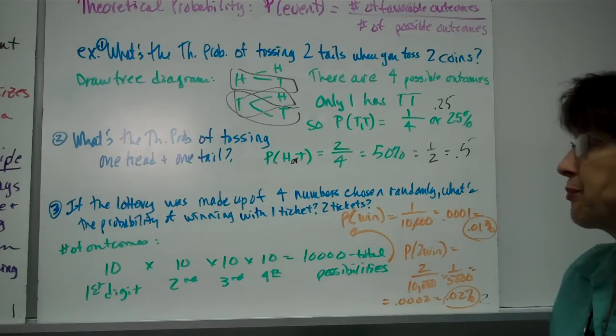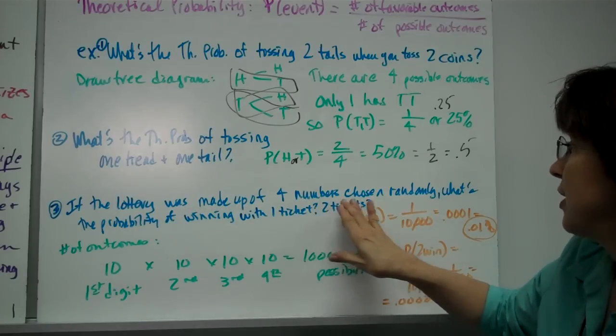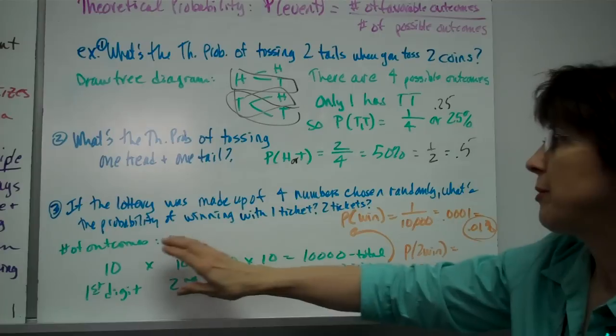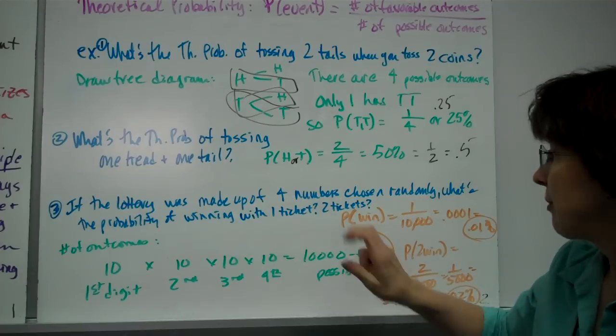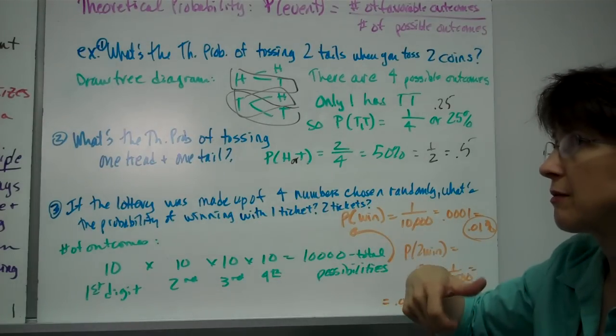Okay, third example. If you're playing the lottery, and supposing the lottery is made up of 4 numbers chosen at random, what's the probability of getting the winning ticket? What's the probability of having 2 winning tickets, or picking 2 tickets that will win?